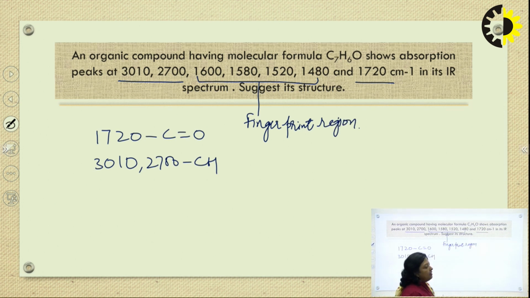And again, these frequencies are the fingerprint of the presence of an aryl molecule, the presence of a benzene ring here. So let's see if we find something including this: C7H6O. How many carbons are there? 7 carbons. How many hydrogens are there? 6 hydrogens. So can we find out something fishy about it? The number of hydrogens.